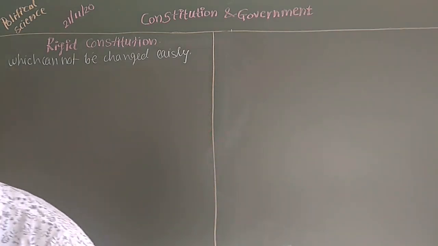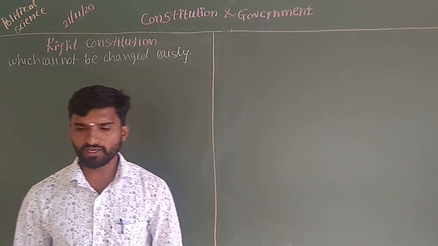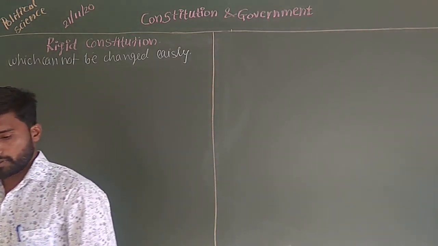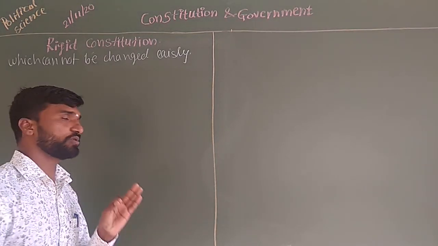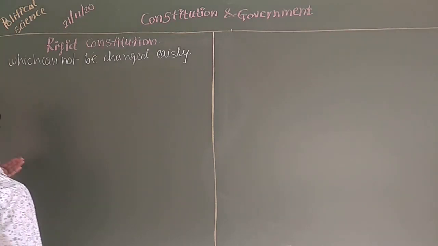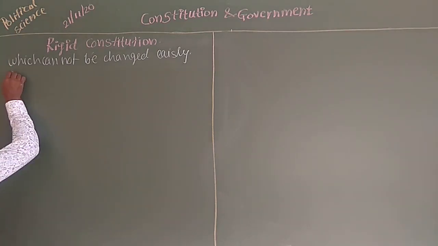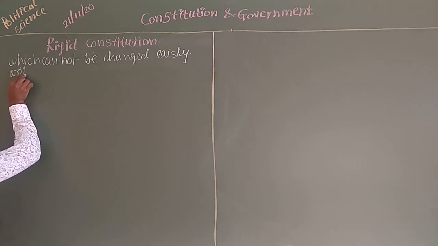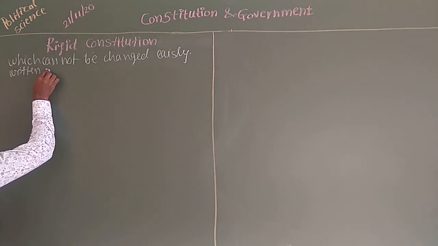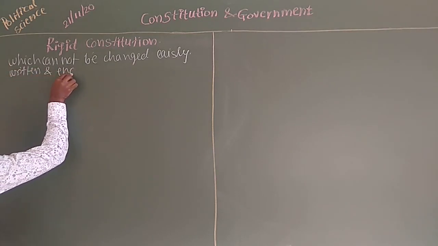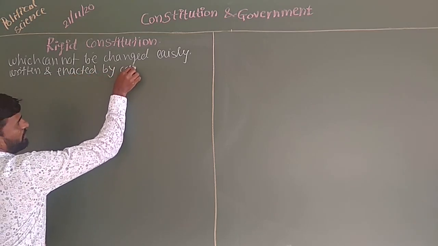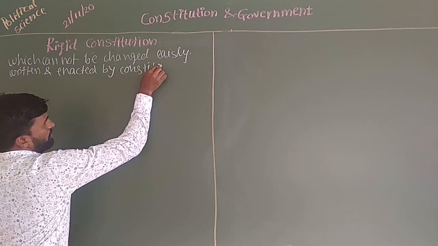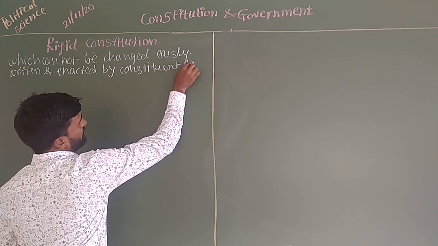There is a distinction between constitutional law and ordinary law. A rigid constitution is written and enacted by the Constituent Assembly.